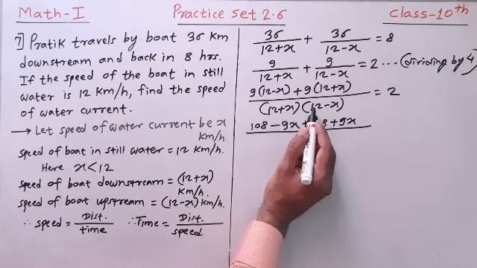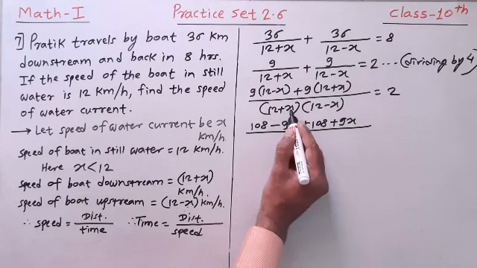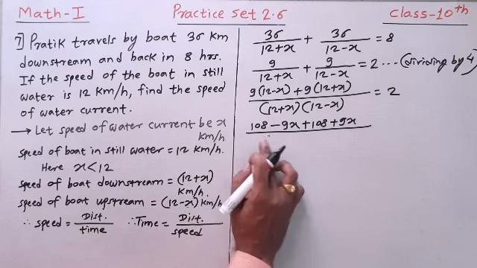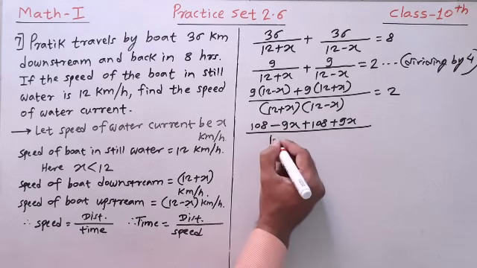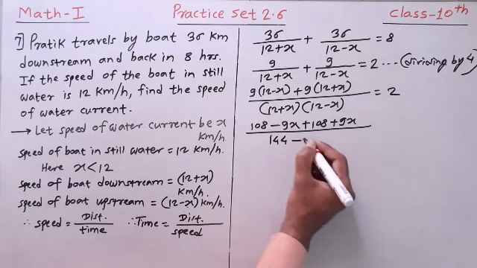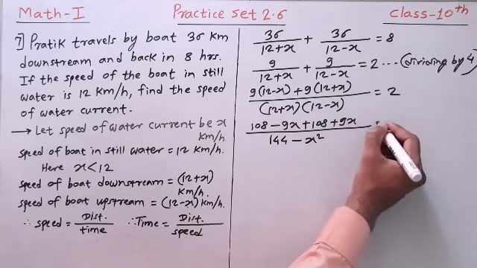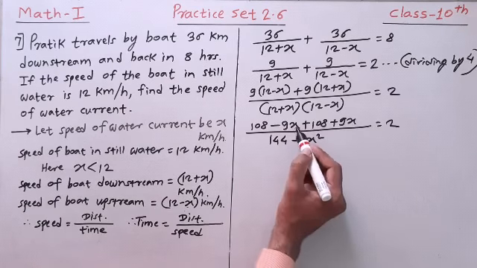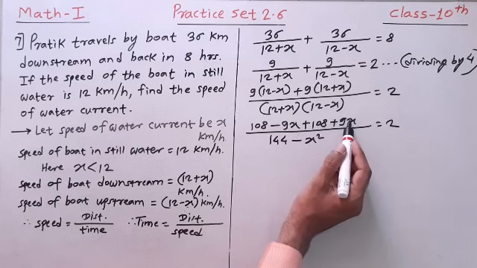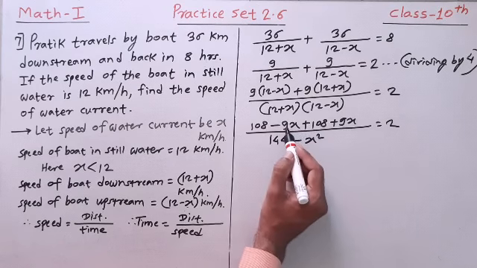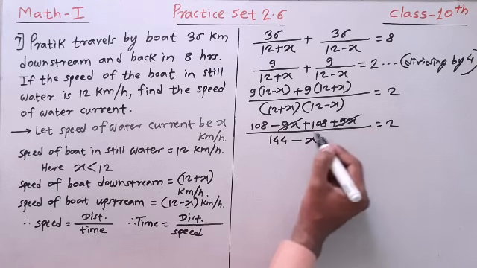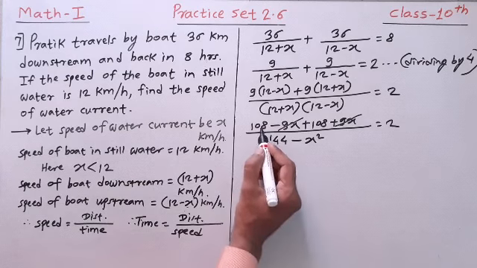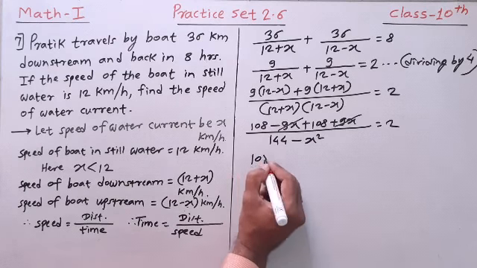Here product of two brackets can be done using the formula a plus b into a minus b is a square minus b square, means 12 square. We can directly write here square of 12 is 144, minus x square is equal to 2. See the numerator. In the numerator, two terms are same and one has a positive and other has a negative sign, so they can be cancelled. Negative 9x, positive 9x cancelled. What remains? 108 plus 108. Numerator will be as it is.